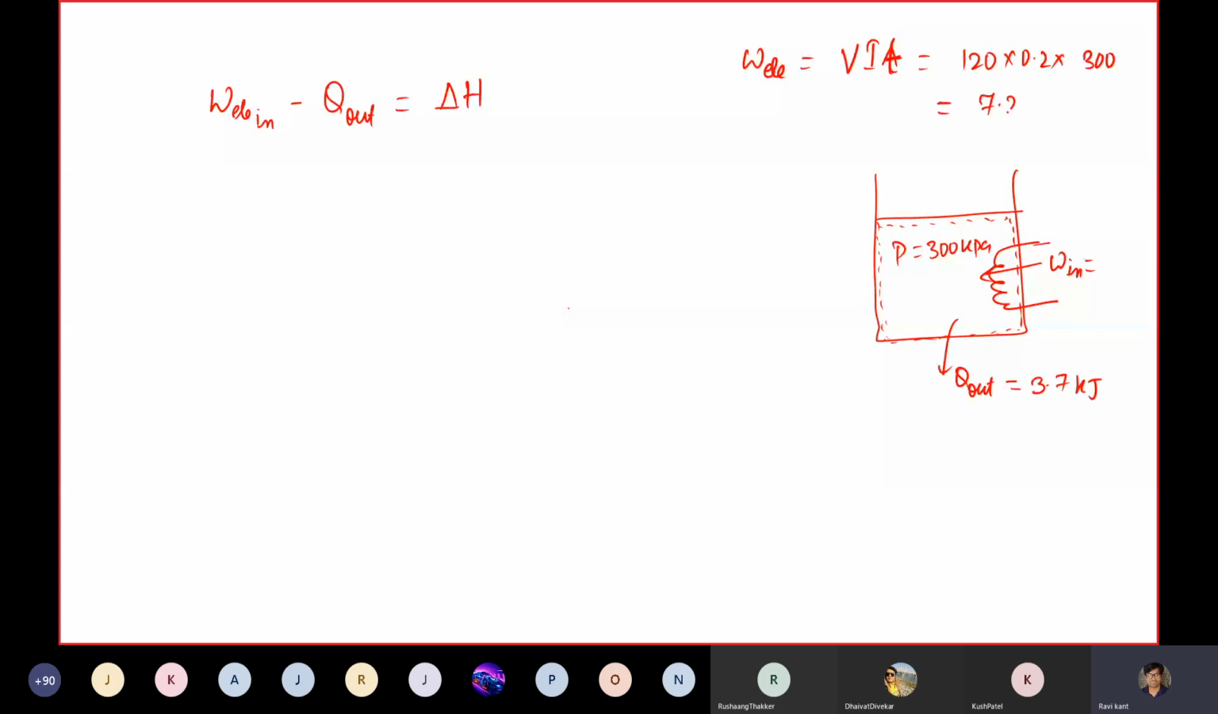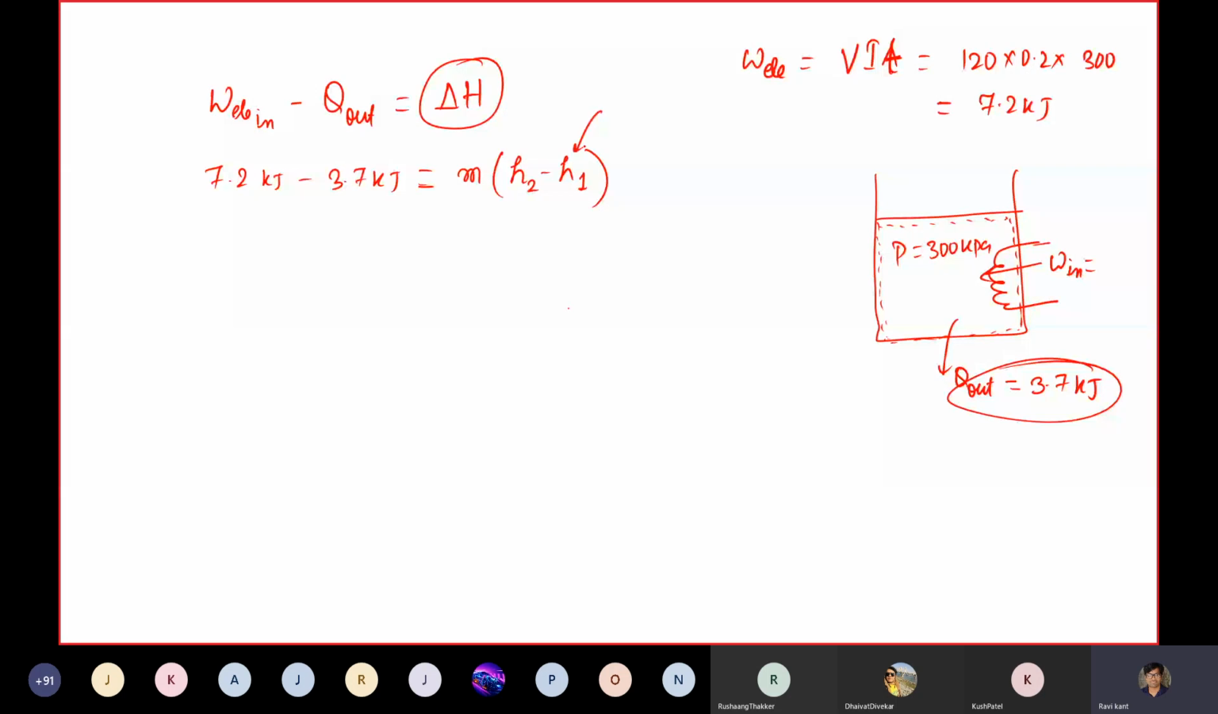So here 7.2 kilojoules minus 3.7 kilojoules, that is what is coming out. This will become the change in enthalpy of the whole system. The whole system enthalpy can be calculated by multiplying the mass and the change in enthalpy on a mass basis. So H2 minus H1. Now H1 is the initial enthalpy of the system, currently at, let's suppose, T is equal to 0. At some T, some process is happening, and at state 2.